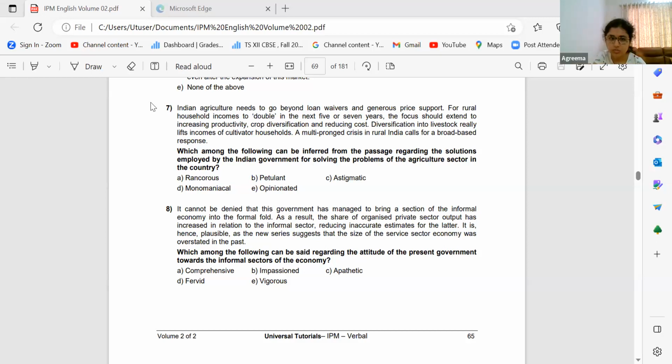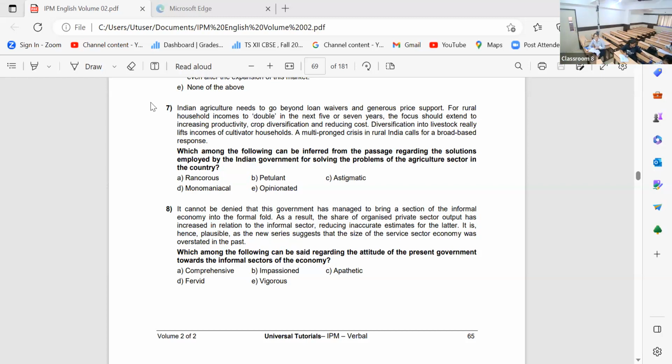Comprehensive. How did you make it comprehensive? What made you decide? It's talking about the informal economy coming into the formal, and the question asks what is the government's attitude towards the informal sector. So they're looking to include them into the formal, so that's why comprehensive, completely taking it into account and bringing it together as one. Perfect.